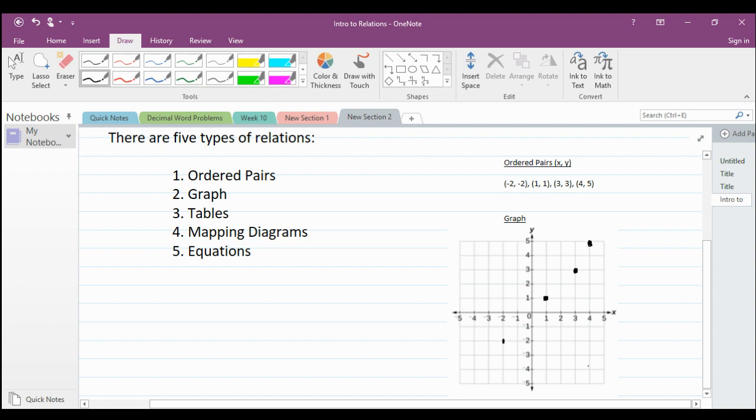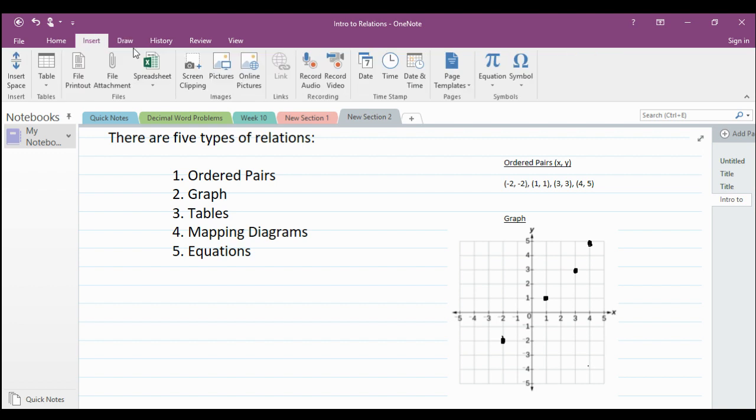So these are all things in math that you've seen before. We're just giving them a better official name as a relation, comparing an input value to an output value. So we have our x values with our y values. See if I can make that a little bit darker so you can see it. There we go. So that's ordered pairs. We know what ordered pairs look like. We know what a graph looks like.